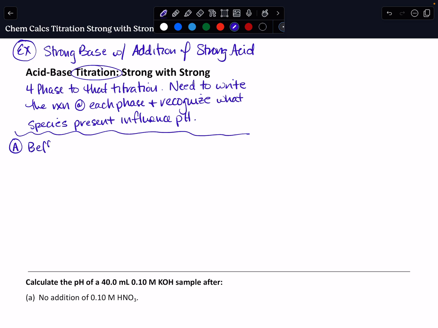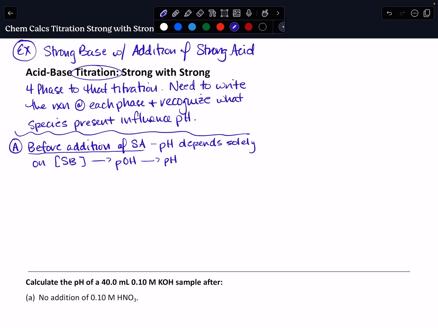All right. So part A. This is before addition of that strong acid. So pH is going to depend solely on the concentration of your strong base. You use that concentration to determine pOH, and from there you can calculate that pH.